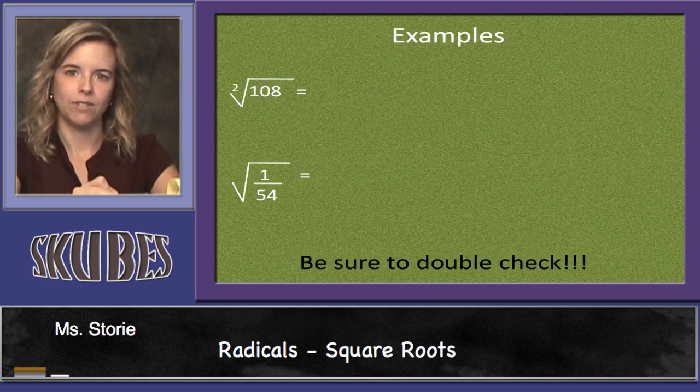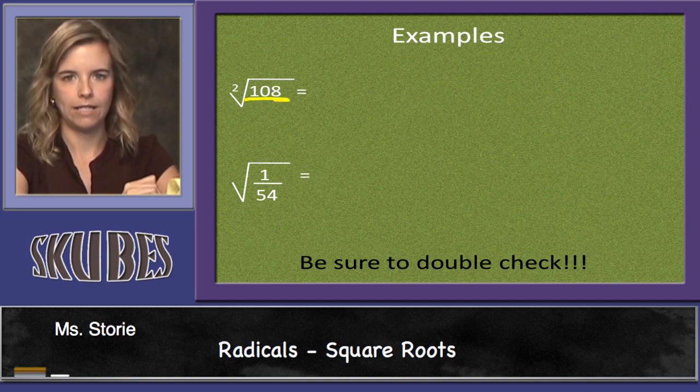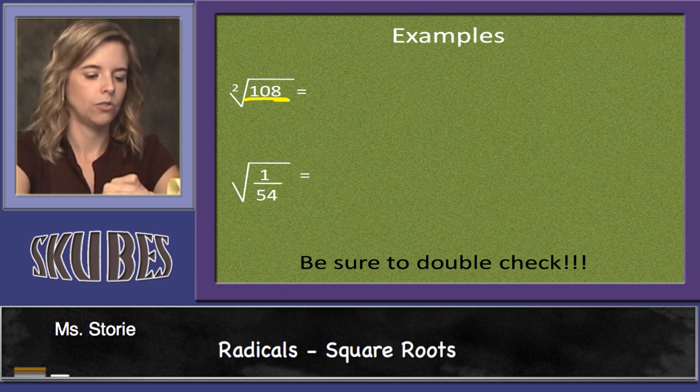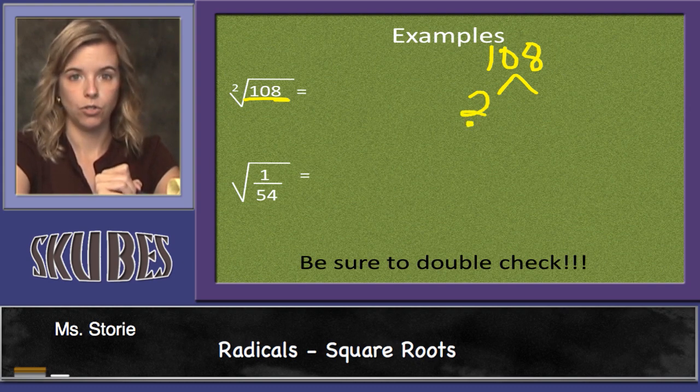It did. It was a 64, so we did it correctly. Now, let's try this. We have 108, and we need to take the square root of that. So let's start with a factor tree. I've got 108, and I know since it's an even number, I can break it into 2.